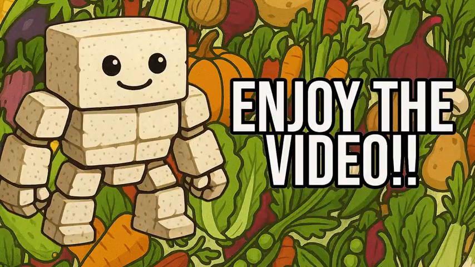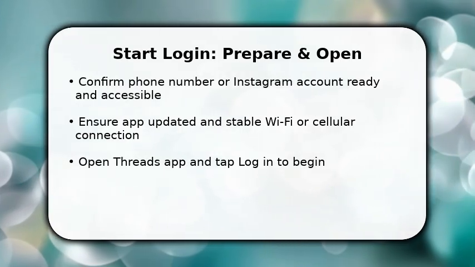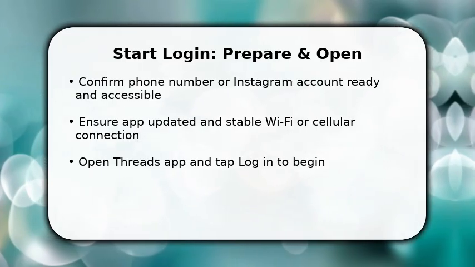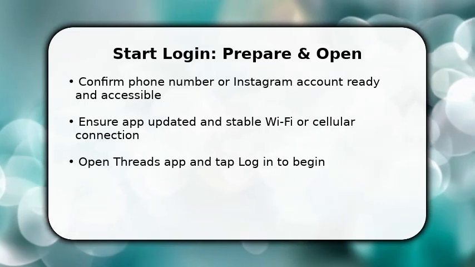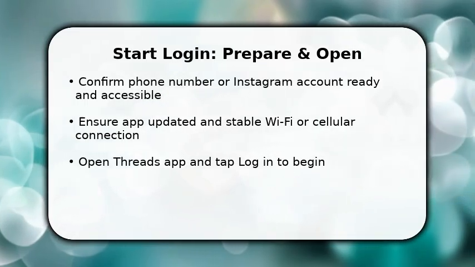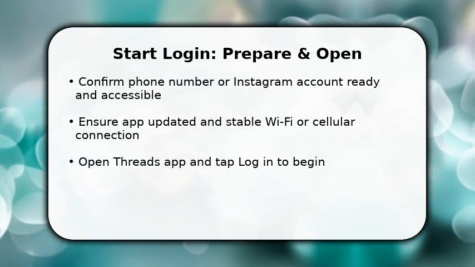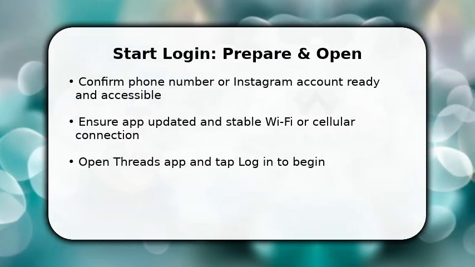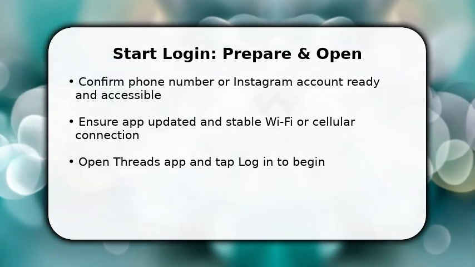Please enjoy the video. You begin by verifying the prerequisites. You need your phone or Instagram credentials and a live connection. Once done, open the Threads app and tap Login. If you already use Instagram, choose that option to pull your profile automatically. Otherwise, select phone or email. This first action links identity and saves time. Make sure notifications are allowed so verification codes arrive promptly, because missing a code stalls the entire flow.